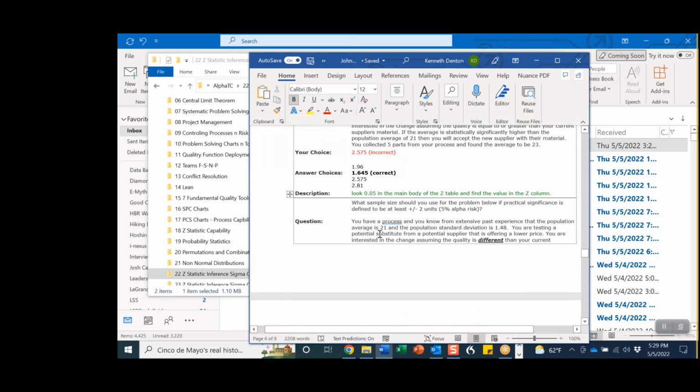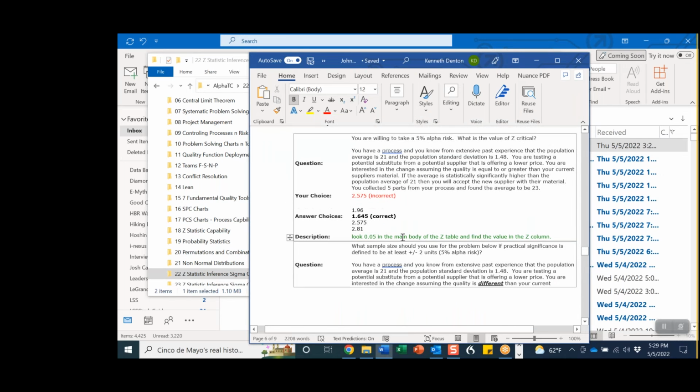Go back up a little bit. Yeah, stop right there. See where it says defined to be at least plus minus 2 units? Oh, you mean down here on this question? Oh yeah, that's where I was looking at it, but it should be up there too. No, it's not up here. Oh, it's because you're on a different question. Yeah, this is a different question. That's what I'm saying, so this one here is okay.